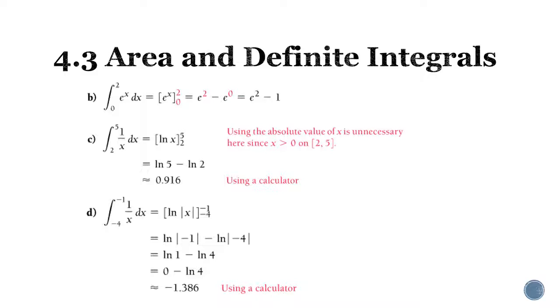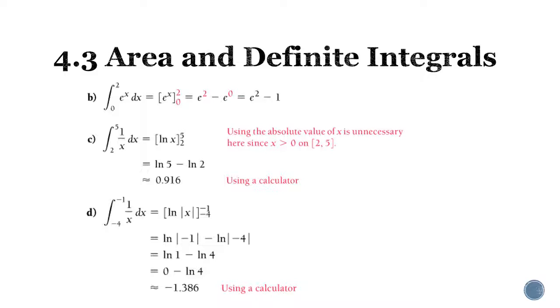C, the antiderivative of 1 over x is the natural log of x. Because our x's are going to go from 2 to 5, we don't need to worry about putting an absolute value in here, and we use the calculator to approximate our answer. How do you know if you should use the calculator or not? Usually it'll tell you if you need to round or leave it. And then D, we did have to put the absolute value in there because, again, you cannot take a natural log of a negative. So make sure you include the absolute value, and you see the answer there.